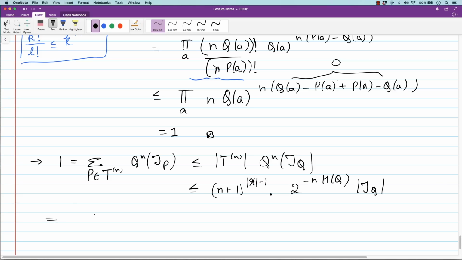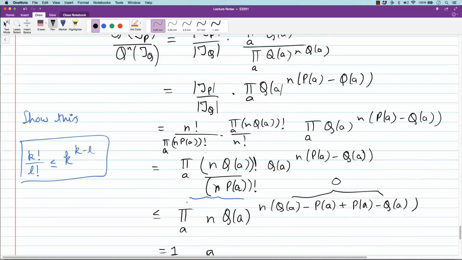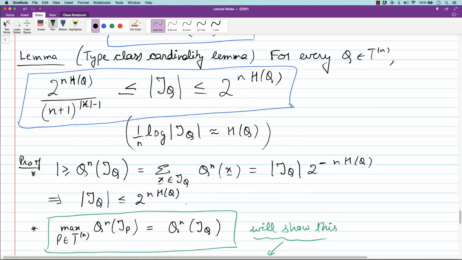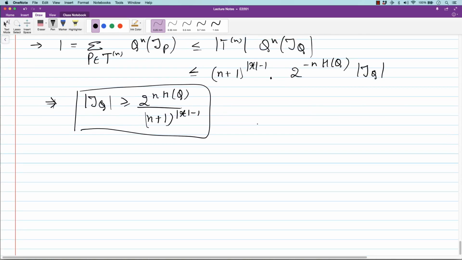So when you combine these bounds, you get the cardinality is more than 2 to the power n H(Q) divided by a polynomial, which doesn't affect the exponent here. Okay, this is the other side of the bound. So in conclusion, the cardinality of T_Q is more than 2 to the power n H(Q) divided by this, and it's no more than this. Okay. So we have all the components now to generalize our scheme to a general alphabet here. That's what we will do now.